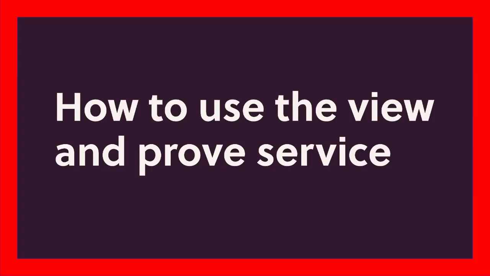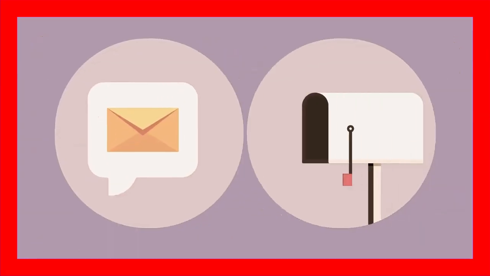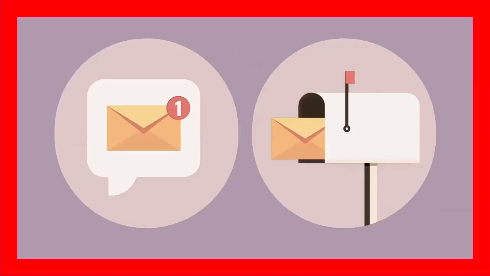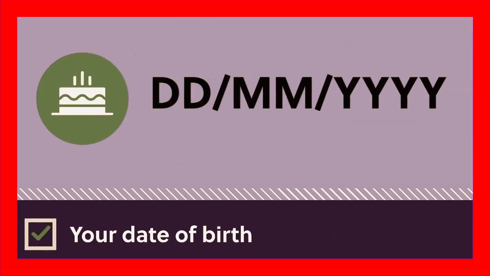You can only use the View and Prove service if you have a UK Visas and Immigration account, also known as a UKVI account. You will have been sent an email or letter telling you about your UK Visas and Immigration account if you created it as part of your application, or have been asked to create one separately. To get started, you will need details of the identity document you use to sign into your UKVI account, such as your passport, national identity card, or biometric residence permit, your date of birth and the mobile number or email address you use to access your account.